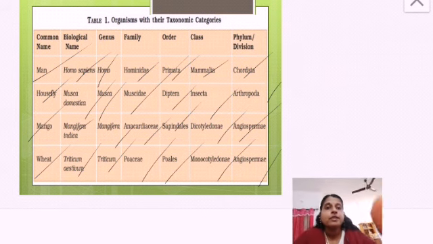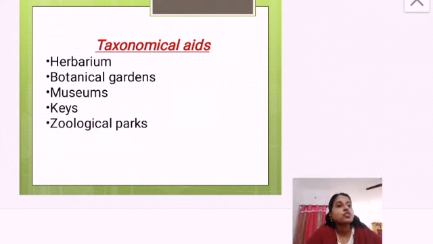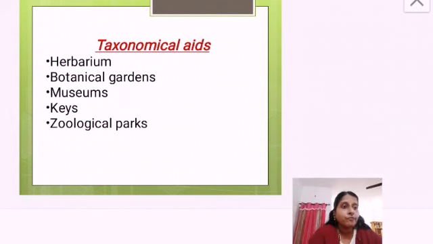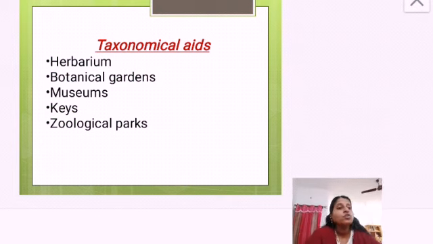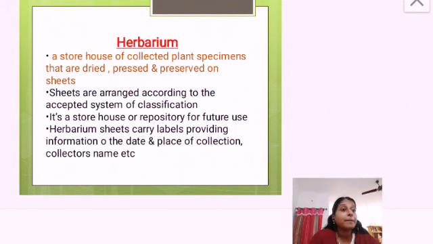Next we are moving on to the next topic called taxonomical aids. For learning the animals and plants, I should know some common features, and I have to refer to something as a reference in order to learn them, isn't it? For referring, there are some aids that help. What are they? They are herbarium, botanical gardens, museum, keys, and zoological parks. Moving on to the first one, herbarium.